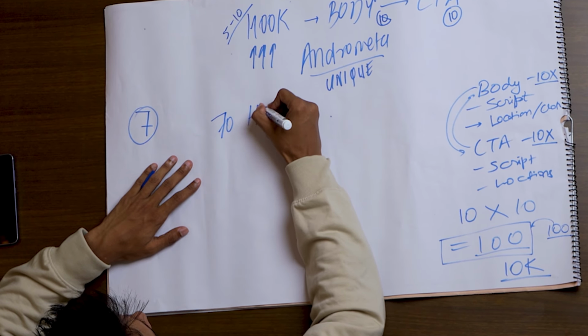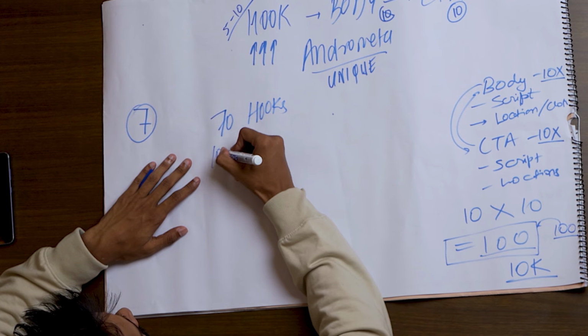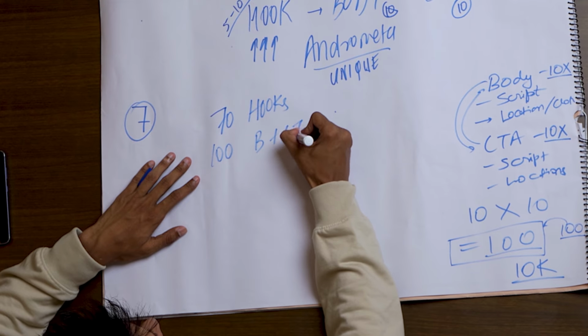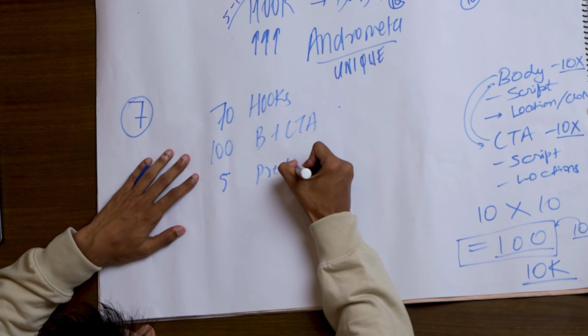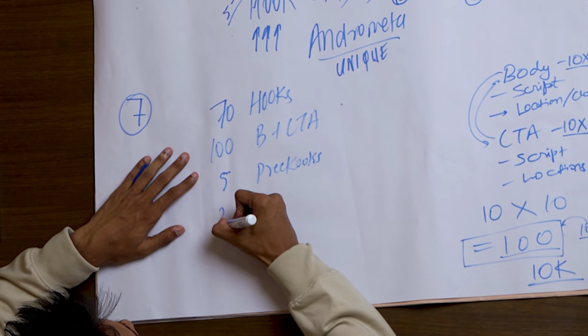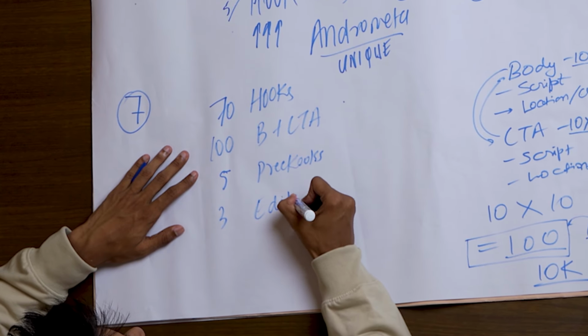But here's how it happens. You have 70 hooks. You have 100 body plus CTA combinations. You have 5 pre-hooks. And then you have 3 editors. And by the way, if you can do, let's say instead of 10, 20, you'll have 140 ads over here. But I'm saying this is 70, right? Which is very conservative. You can easily get that, right?